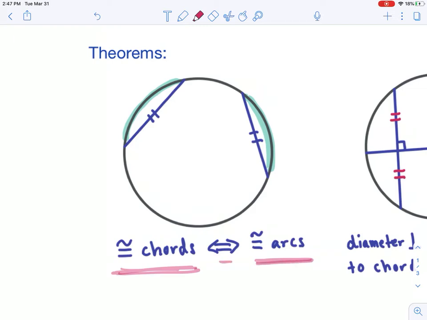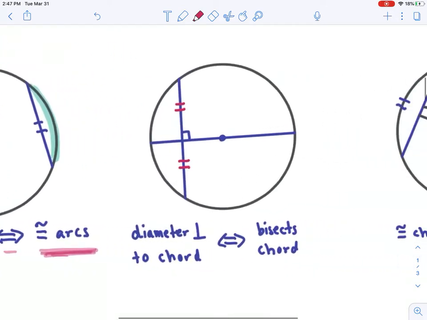And then this symbol in the middle, that's a biconditional symbol, which means it goes both ways. If the arcs are congruent, the chords are congruent. If the chords are congruent, the arcs are congruent. So I've got 2 blue chords and 2 mint green arcs. Congruent chords means I've got congruent arcs.